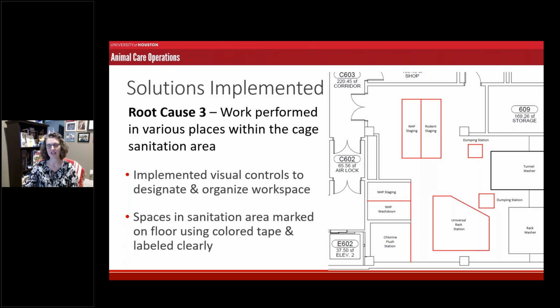right? So we've got staging areas, we've got wash down areas, we've got where the racks are stored, we've got the dumping stations, and of course the washers are there. Everything's very clear and there's no question. And so if we keep everything within those different designated areas, we're not going to have a lot of those small collisions that are going to interrupt our work process and have us with a mess that we need to clean up or anything like that.